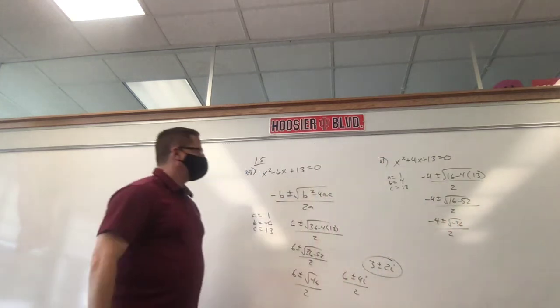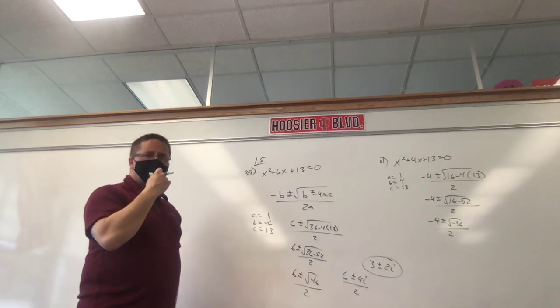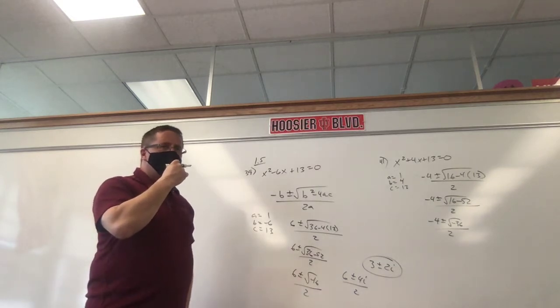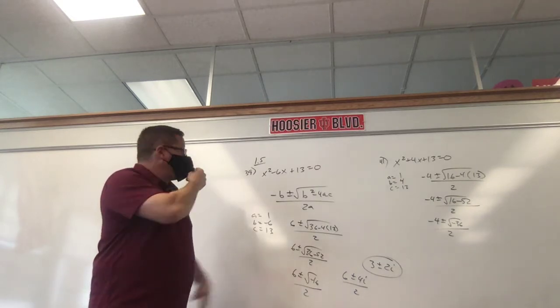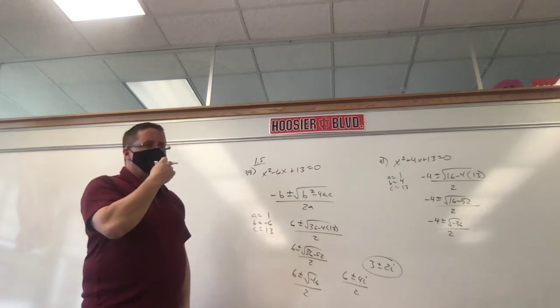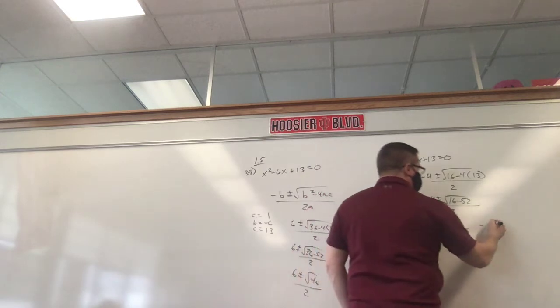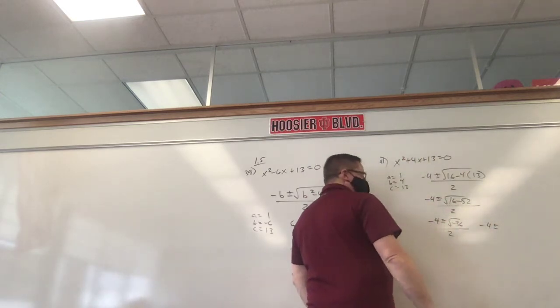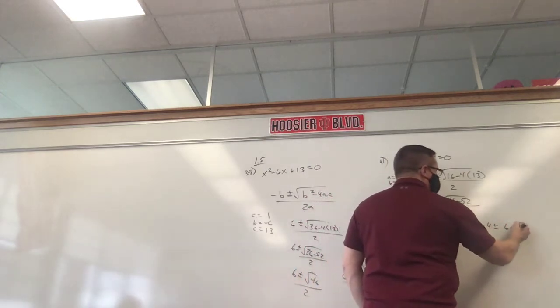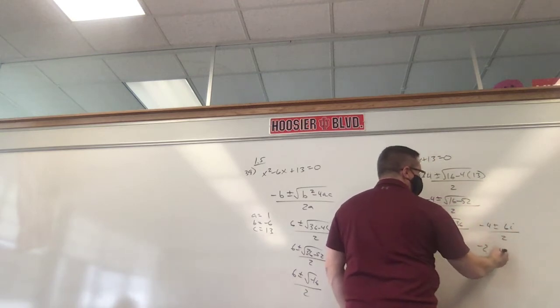Over 2. And be careful, some students think 2 is always on the bottom. Well, 2a is on the bottom. 2 is on the bottom if a is 1. If a was 4, you'd have 2 times 4, so 8 on the bottom. So you have -4 plus or minus radical -36, which is 6i. Divide each of those by 2, and you have -2 plus or minus 3i.